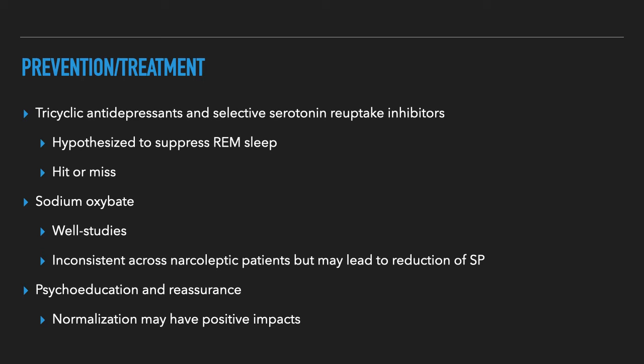Although there is no known treatment that is guaranteed to prevent or stop sleep paralysis, there are some options available to those that suffer. Tricyclic antidepressants and selective serotonin reuptake inhibitors, or SSRIs, are hypothesized to prevent REM sleep. However, they are very hit or miss as they work for some people and don't work for others. Sodium oxybate is another option which has been well studied but only in the cases of those with narcolepsy. It has been inconsistent among patients but may lead to the reduced likelihood of sleep paralysis episodes.